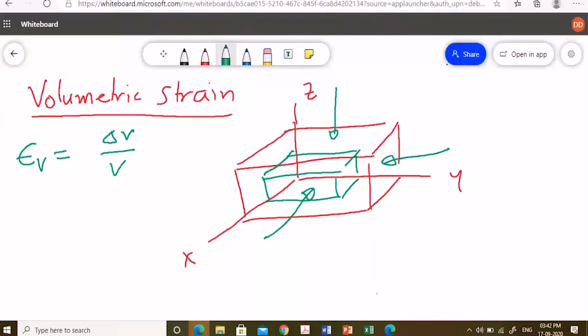So this volumetric change can be very, very high. You know, this can be 50%, 60%, or even 100%. We can change the volume.